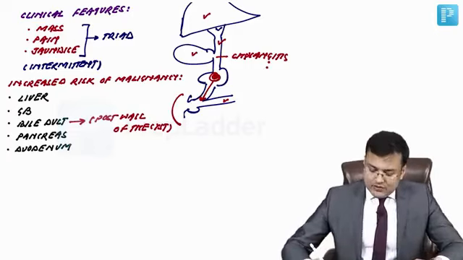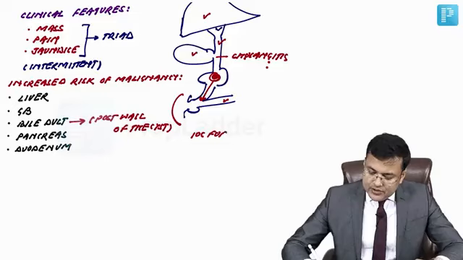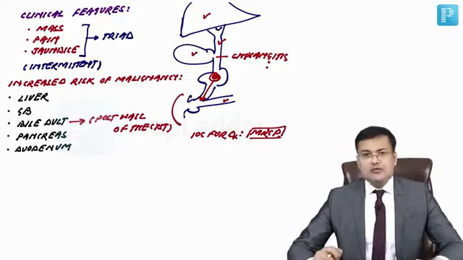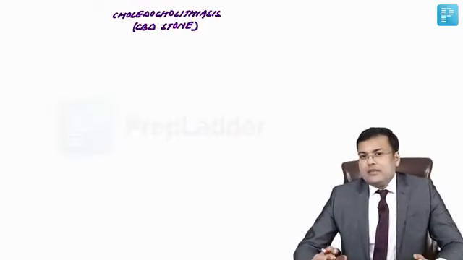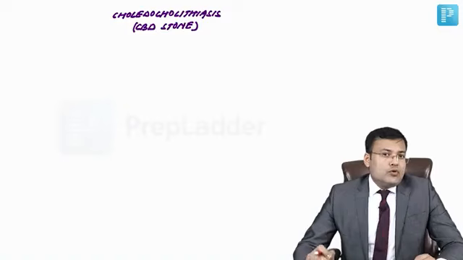What is the investigation of choice for diagnosis? The investigation of choice for diagnosis is MRCP, and we already discussed the management of choledochal cyst. Now we are going to discuss CBD stone, which is also known as choledocholithiasis.